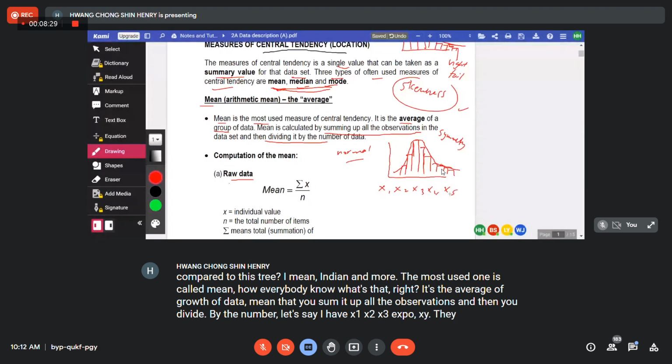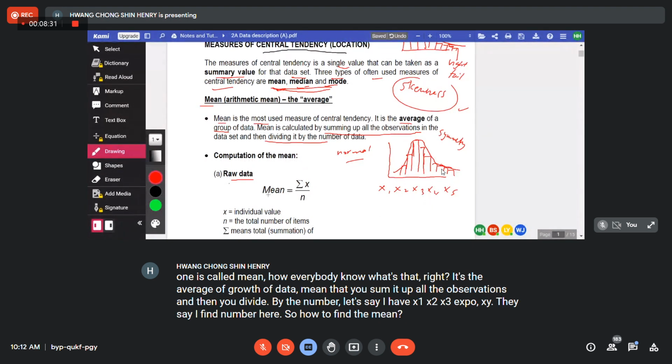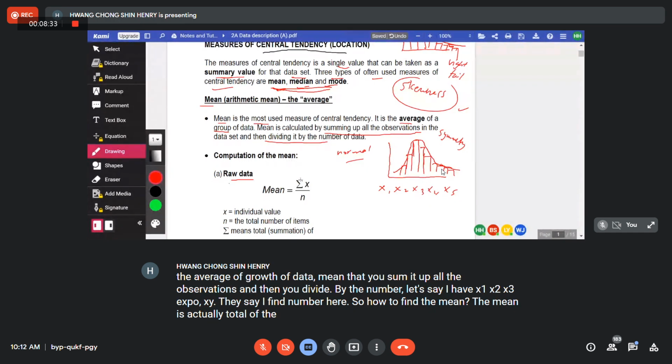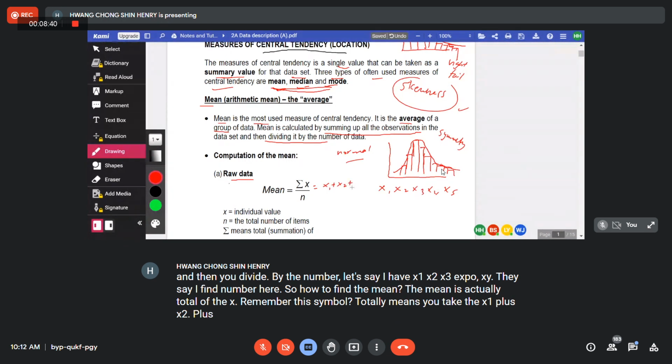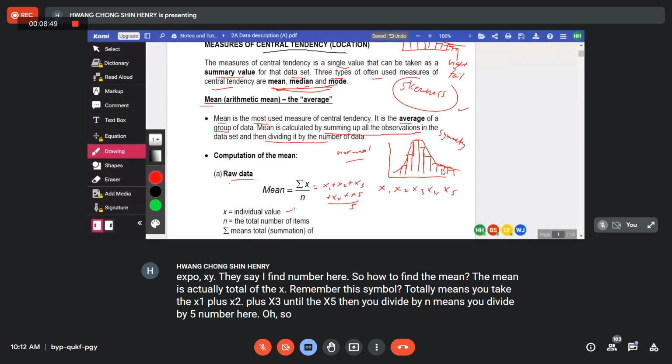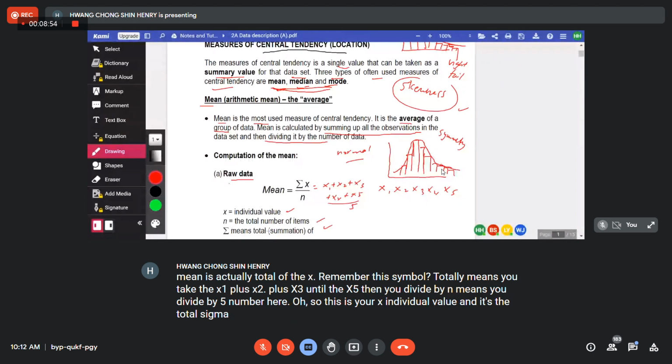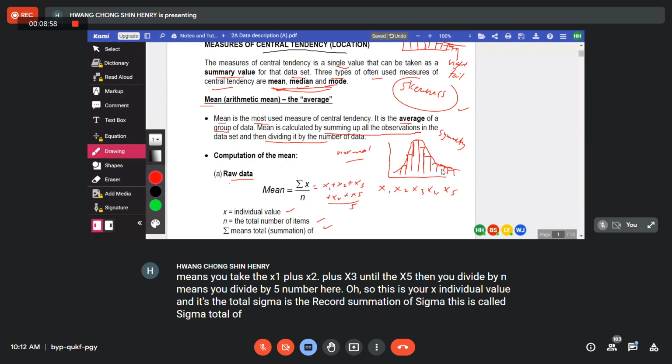Let's say I find the number here. So how to find the mean? The mean is actually the total of the x. Remember this symbol? Total means you take x1 plus x2 plus x3 until x5, then you divide by n, meaning you divide by the 5 numbers here. So x is your individual value, n is the total, and sigma is what we call summation, the total of all the observations, or we call it data. So this is for raw data.